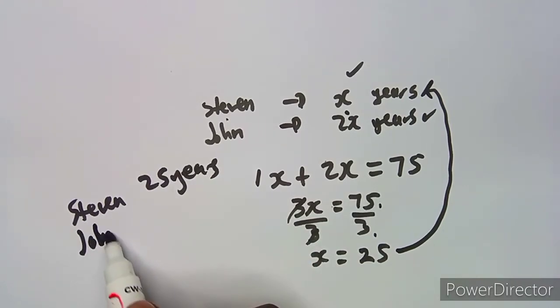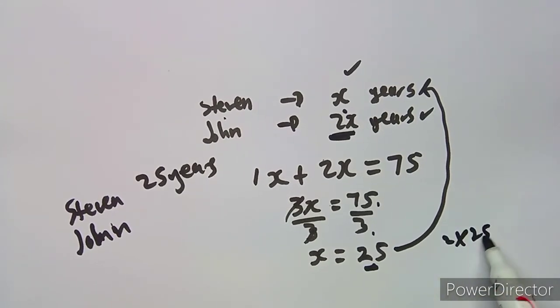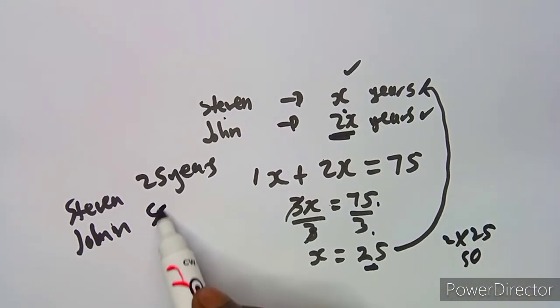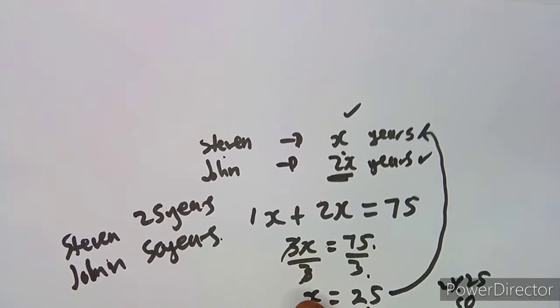What about John? John in terms of x is 2x. So it's 2 times 25, which is 50 years. So John has got 50 years. Just like that, guys. That's how you formulate these expressions. You formulate from the information, you form an equation, you solve an equation, whatever you are given. So you have to be very, very careful on how to formulate the equation there.